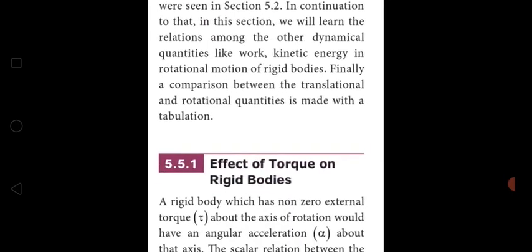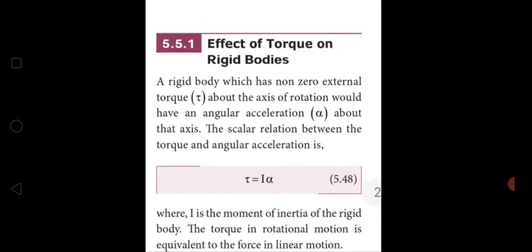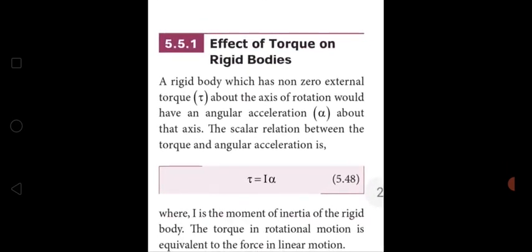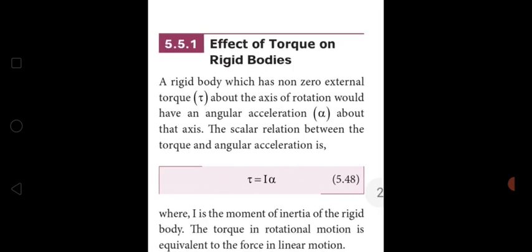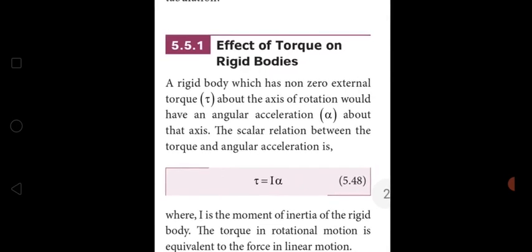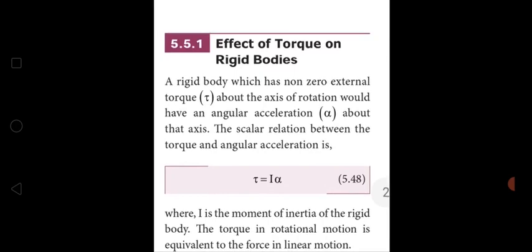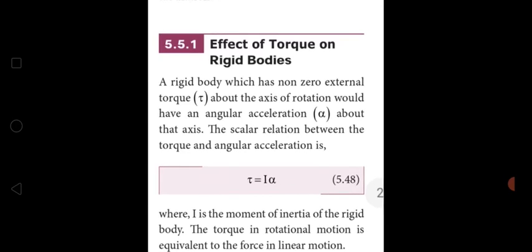And the next is the effect of torque on a rigid body. That is the next topic. A rigid body with a non-zero external torque tau about the axis of rotation could have an angular acceleration alpha about that axis. So the scalar relationship between the torque and angular acceleration is tau is equal to I alpha. Here I is the moment of inertia of the rigid body, and torque in the rotational motion is equal to force in the linear motion. So this is the torque on the rigid body.